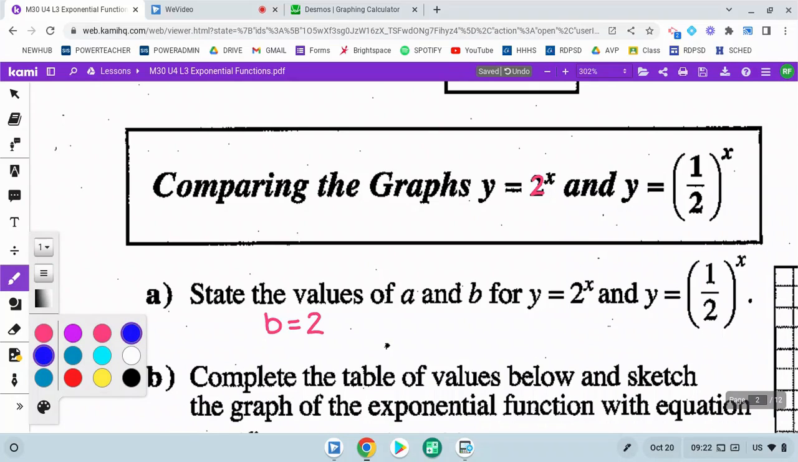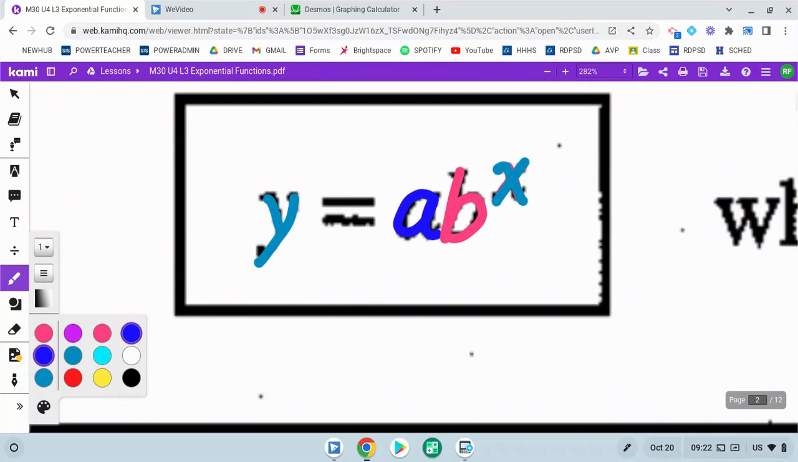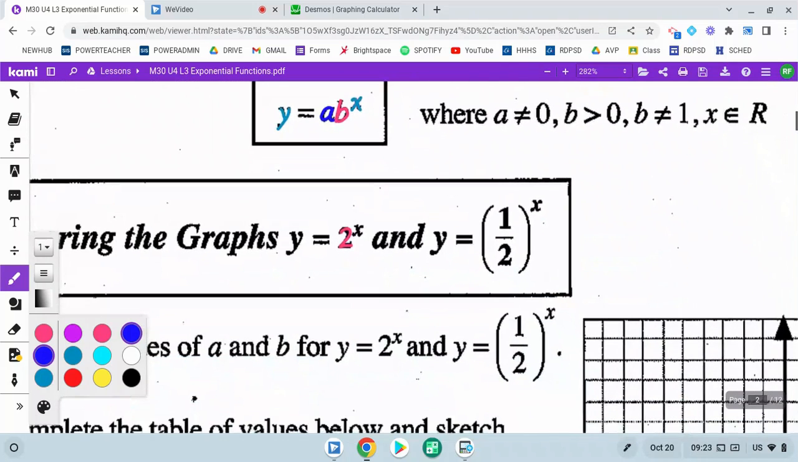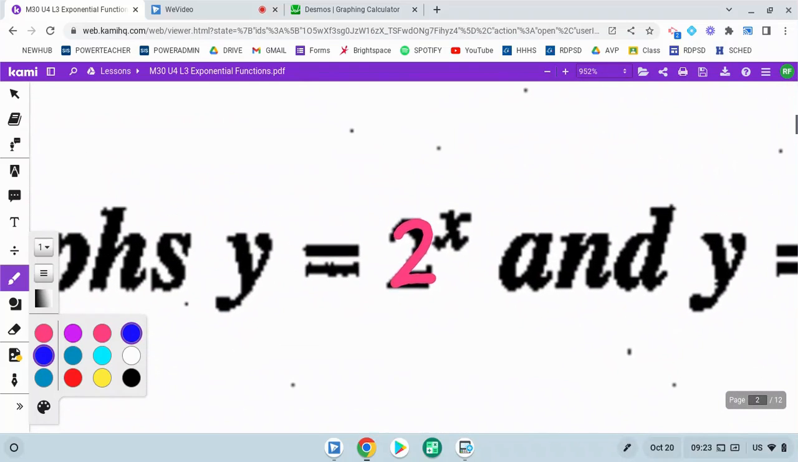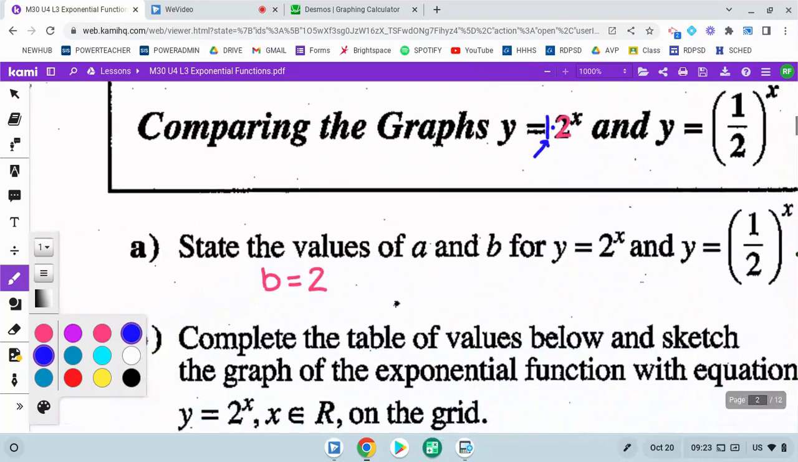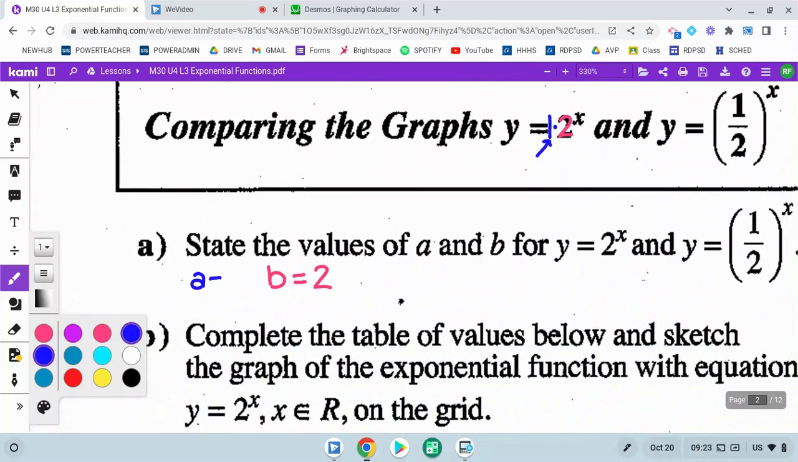But then the other one that I put in blue up here, the a value, that's supposed to be the number that's multiplying with the power. But if I look down at my exponential function, what number is multiplying with this power? 1, good job. Not 0, because if it was 0, then we wouldn't even have a power at all. We can sneak a little 1 into there because 1 times 2 to the power of x is still the exact same thing. So if there's no a value distinctly written, it's just 1. Okay, so my a value is 1 for that one.